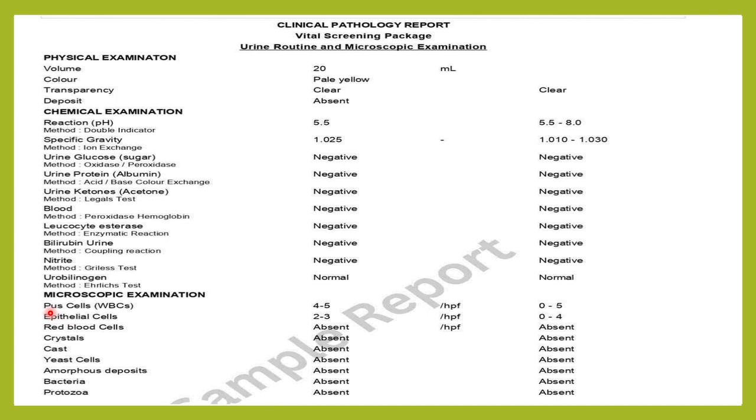We have dealt with each of these parameters in different videos. The videos I have made on urine routine and microscopy are in the playlist. There are videos on each of these. Like there are videos on WBCs, epithelial cells, RBCs in detail, so you can refer. This is in general what we are going to look for in the urine microscopy.